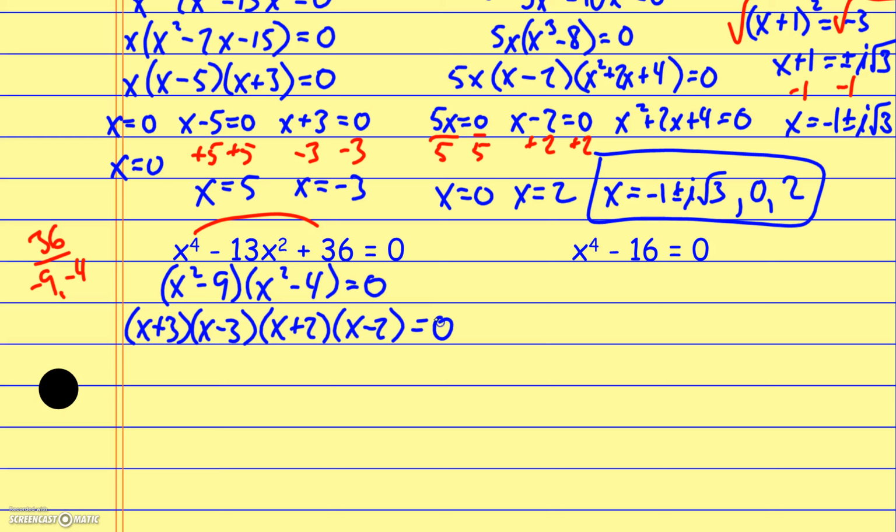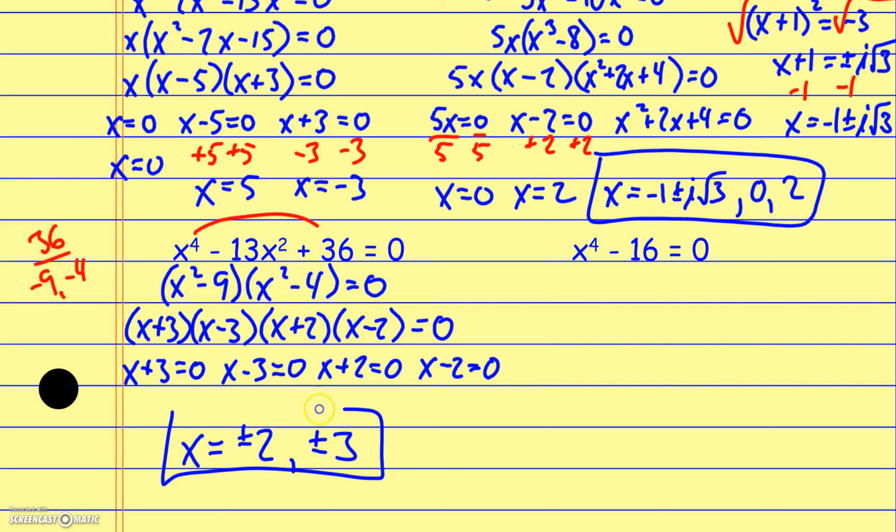And now I set each factor equal to 0. So I do the x plus 3 equals 0, the x minus 3 equals 0, the x plus 2 equals 0, and the x minus 2 equals 0, and I solve each. So I end up with these answers. I end up with a plus or minus 2, and I end up with a plus or minus 3. So I end up with 4 legitimate answers this time.